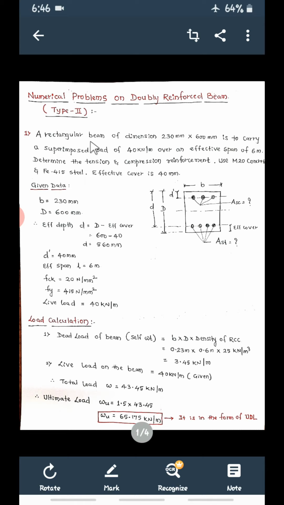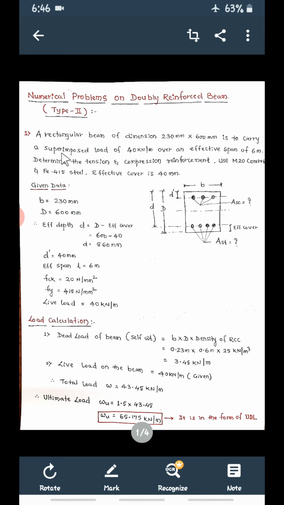A rectangular beam of dimension 230 mm and 600 mm is to carry a superimposed load of 40 kilonewton per meter over an effective span of 6 meter. Determine the tension and compression reinforcement and use M20 concrete and Fe 415 grade steel. Effective cover is 40 mm. So the beam dimension is given, that is width of beam and overall depth, capital D.